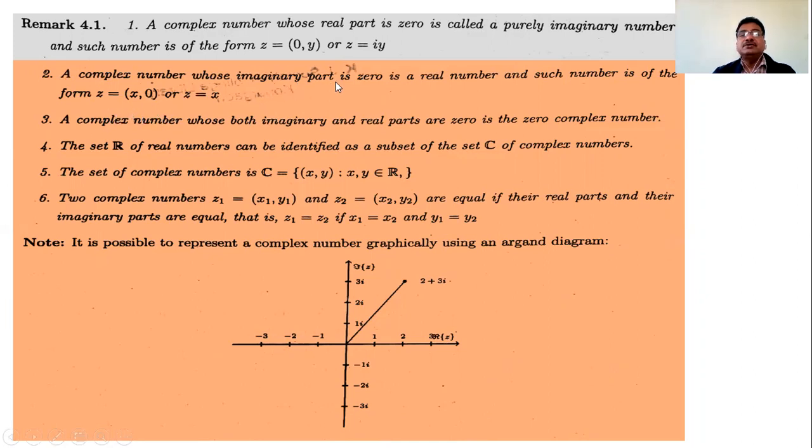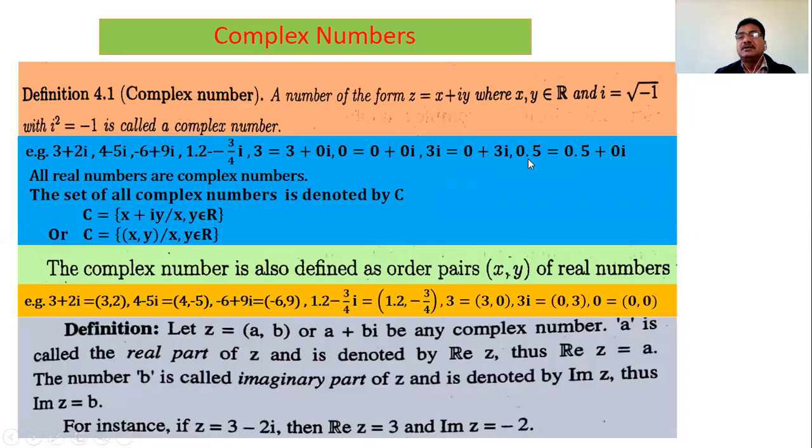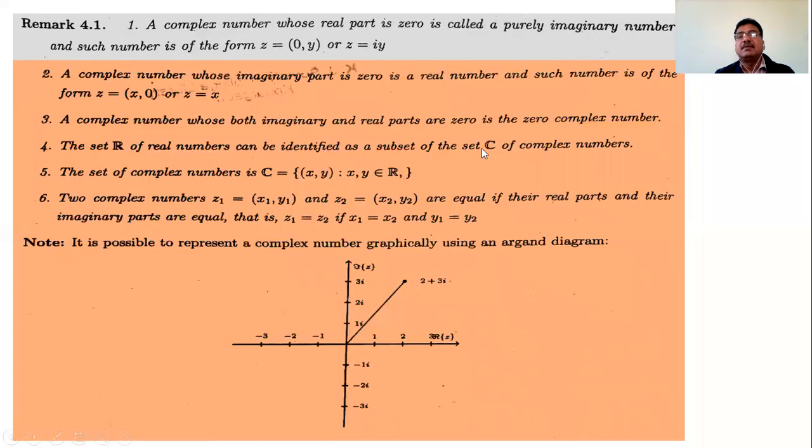A complex number whose imaginary part is 0 is called a real number, or such numbers are of the form z is equal to x comma 0. These are the purely imaginary numbers whose real part is 0. And if the imaginary part is 0, then z is equal to x, or z is equal to (x, 0). For example, 0.5 or 3, whose imaginary part is 0, is called a purely real number.